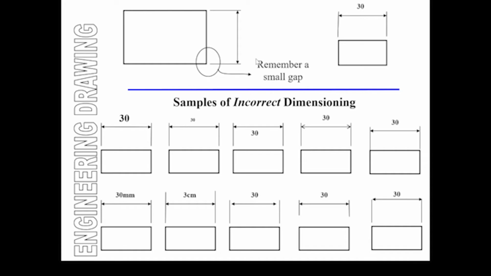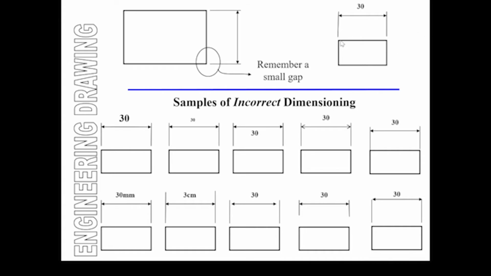Now I have a few examples here of incorrect dimensioning, and this is obviously going to reinforce the need for correct dimensioning. Whenever you dimension, we have to make sure that there is a very small gap between the actual part and the dimensioning detail. This is to make sure there is no confusion about where the object stops and where the dimensioning detail begins. That's why there is always a small gap.